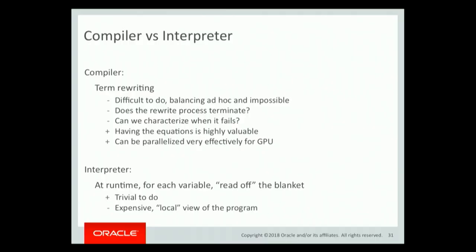So I'd like to step back a little bit and compare what we've done with the compiler against what was done, for example, in an interpreter like JAX. So in a compiler, because we have a symbolic representation, we decided to use term rewriting. And there are pros and cons. I'll start with the cons. The cons is that, first of all, it's kind of difficult to do. I'm actually somewhat unhappy about what we ended up with, because it's fairly ad hoc. We have these rules, like the mixture rule, et cetera.